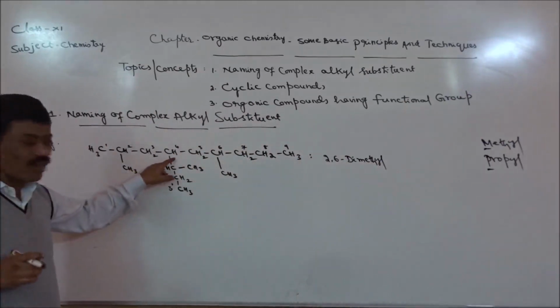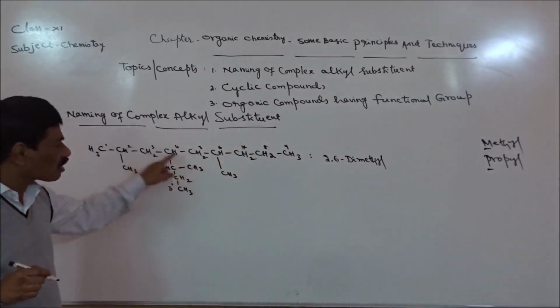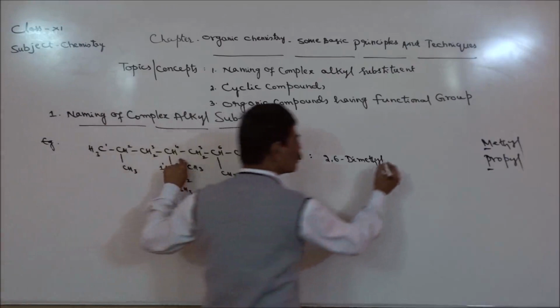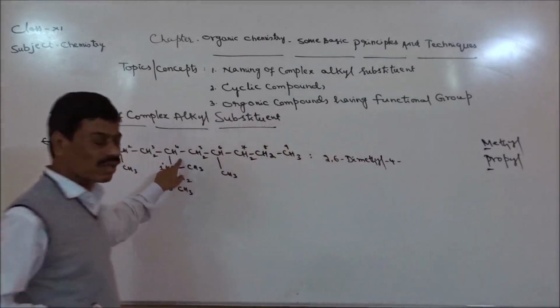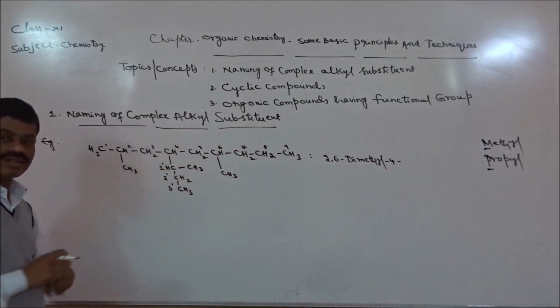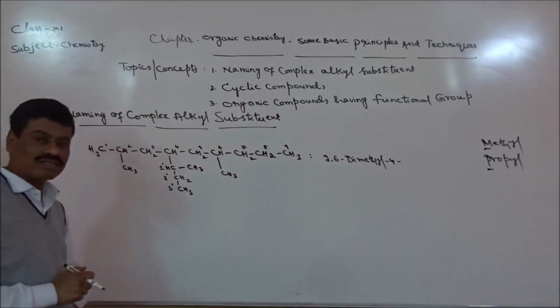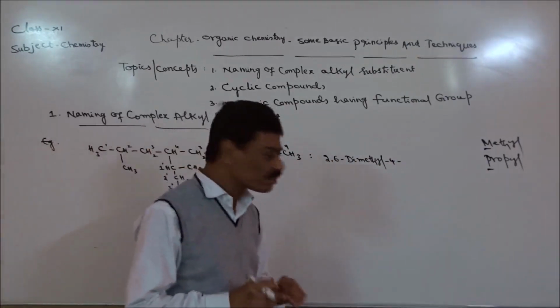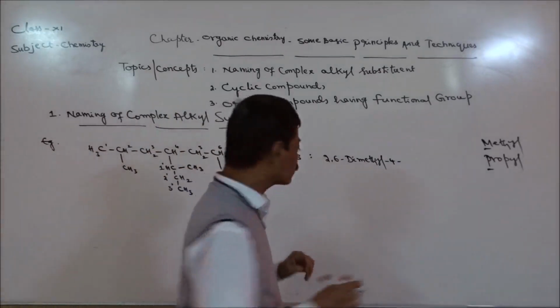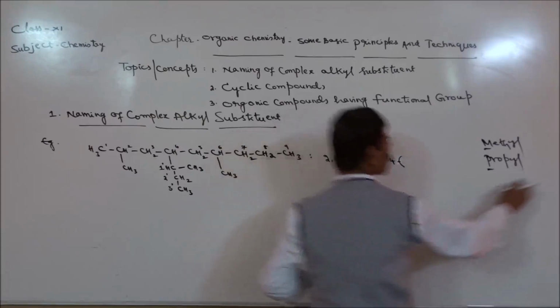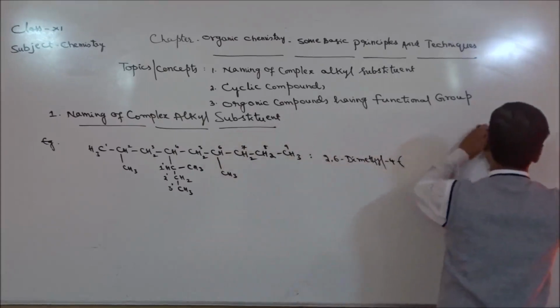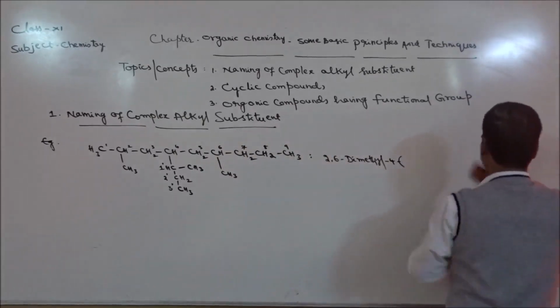Now the fourth carbon atom, this complex alkyl group is connected. So I will write 4. Whenever a complex alkyl group is connected, its name should be written in round parenthesis. Parenthesis means bracket. So after 4, I am putting round parenthesis. Now, what should be written in round parenthesis? Let us see.